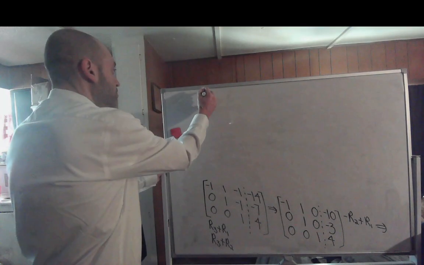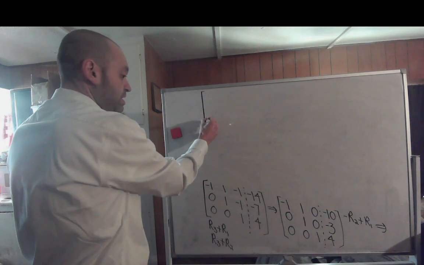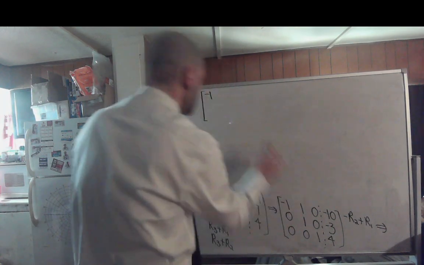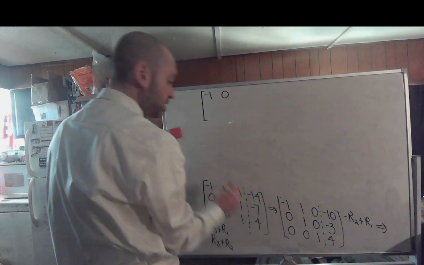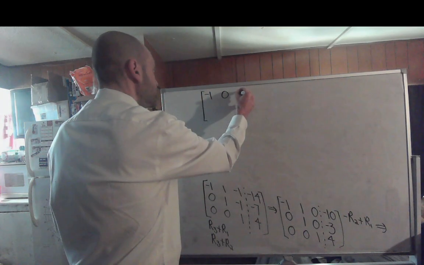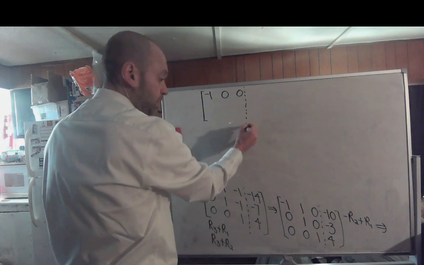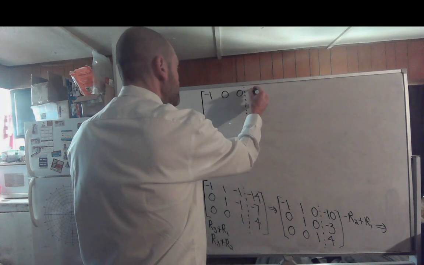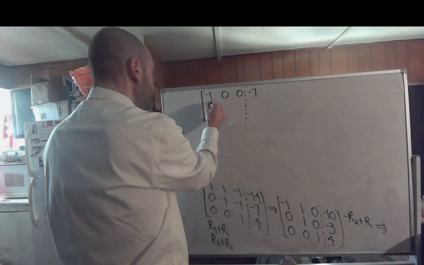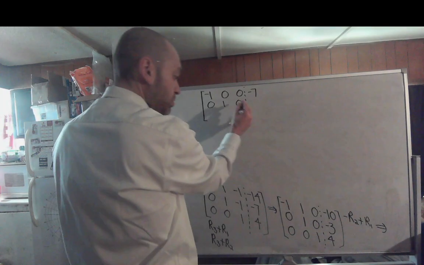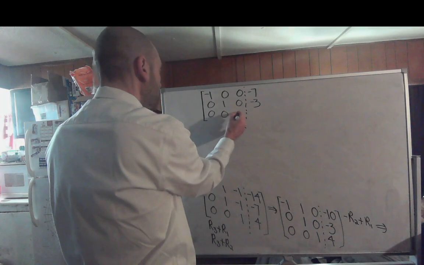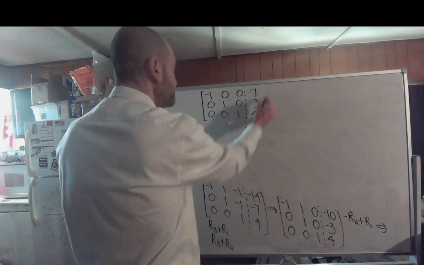Okay, so we have, let's see, 0 minus 1 is still negative 1. Negative 1 plus 1 is 0. 0 plus 0 is still 0. Let's see, 3 minus 10 is negative 7. Then we have 0, 1, 0, negative 3. 0, 0, 1, and 4.